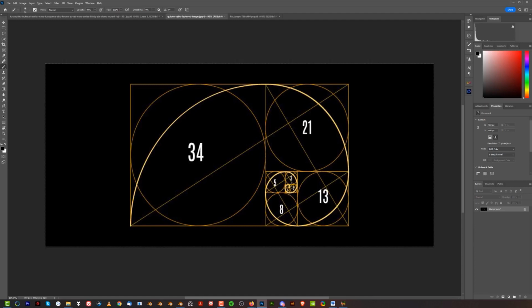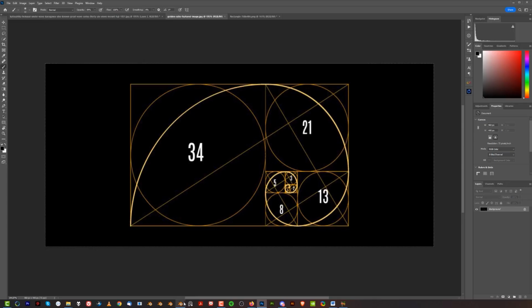How does it work? Well, if you add the two previous numbers, you get the next number. So 0 plus 1 is 1, 1 plus 1 is 2, 1 plus 2 is 3, 2 plus 3 is 5, 3 plus 5 is 8, 5 plus 8 is 13, and so on and so forth. So that's the Fibonacci sequence.